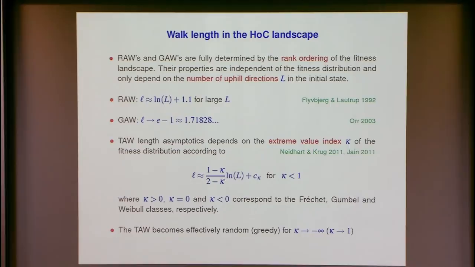Now, in the true adaptive walk, things are a little bit more complicated, so there the distribution actually matters, and we showed some years ago that it's still log L, but there's a coefficient that depends on the extreme value index. So for the mathematicians, I should say a rather complete derivation has been given by Kavita Jain, but this is certainly not a proof. So this is, for mathematical purposes, a conjecture. And what you can see is that this true adaptive walk becomes effectively random if you push the distribution deeply into the Weibull class, and it becomes greedy if you push it deeply into the Fréchet class, which is also what you expect.